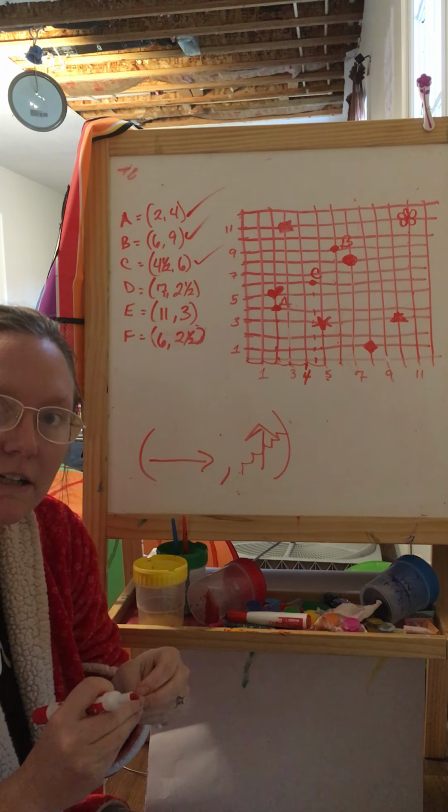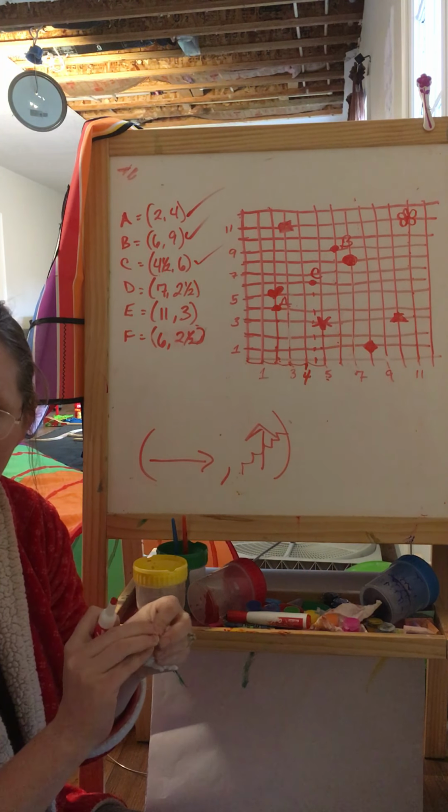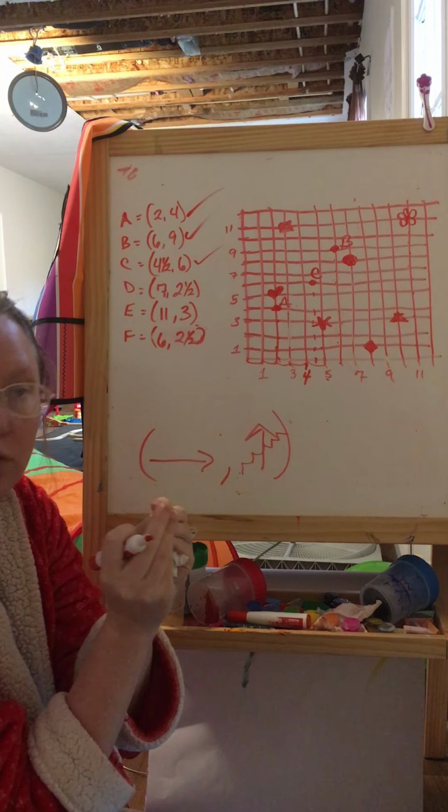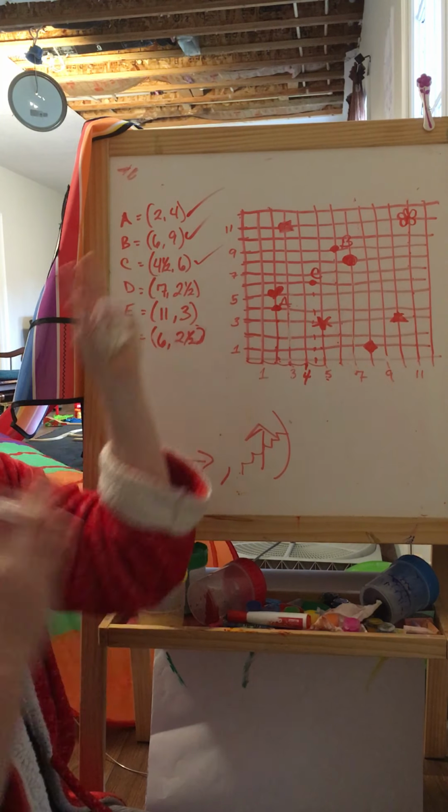Where the alphabet letter is, it just needs to be close to the dot. That doesn't matter as much. The dot should be on that point. It should be on the coordinates that match inside your bracket.